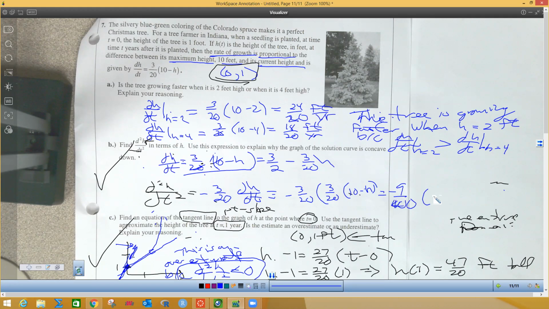times 10 minus h. And again, because h is a height, it will never be negative, and this right here means the whole derivative is negative. So everything else I did on the problem was correct.